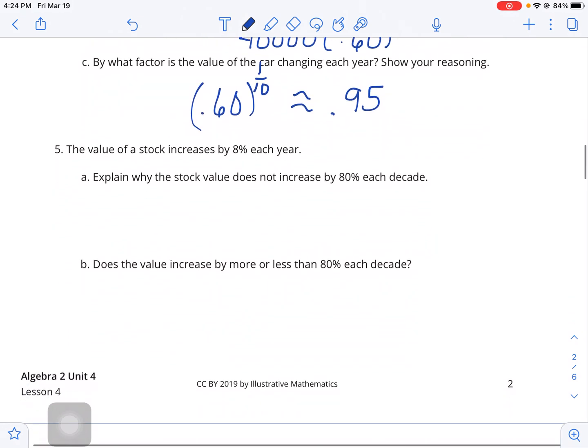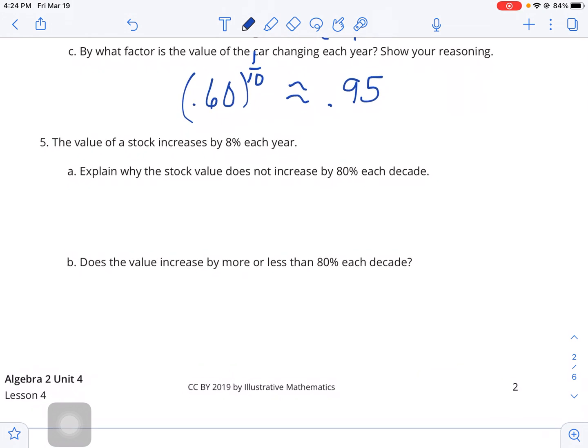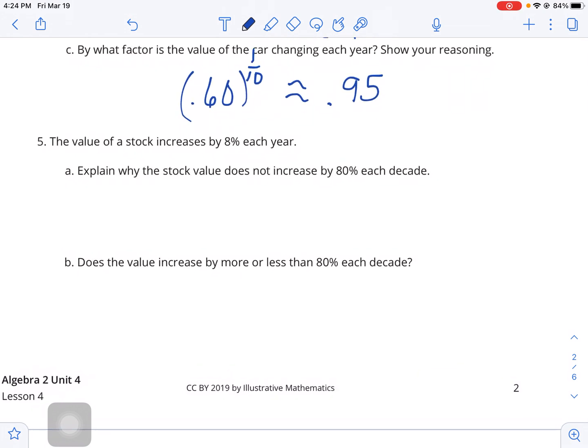Number 5, the value of a stock increases by 8% each year. Explain why the stock value does not increase by 80% each decade. So for number 5, there are 10 years in a decade, and so you're multiplying by 1.08 each year, and so that would be to the 10th power. So 1.08 to the 10th is not equal to 80%.